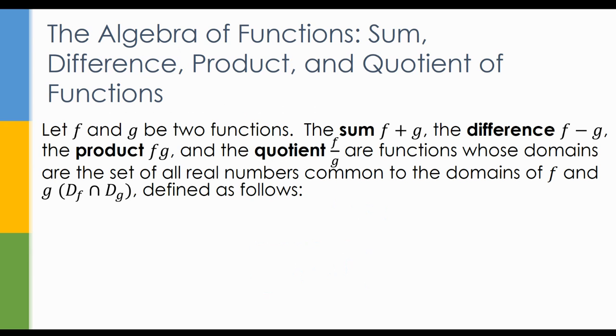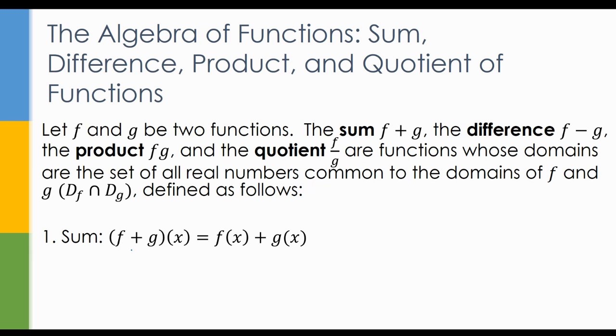All right. So the algebra of functions. So we're talking the sum, the difference, the product, the quotient. So adding, subtracting, multiplying, dividing. So it says let f and g be 2 functions. The sum, f plus g, the difference, f minus g, the product, f times g, and the quotient, f divided by g, are functions whose domains are the set of all real numbers common to the domains of f and g, defined as follows.